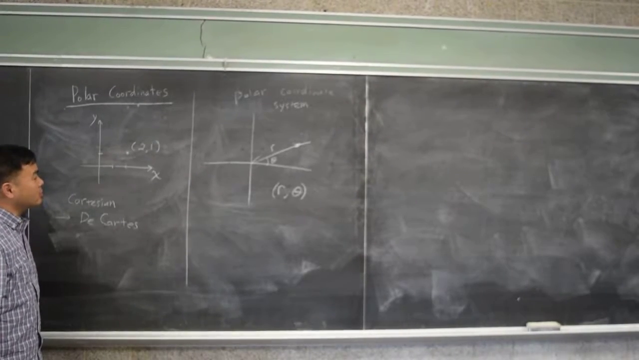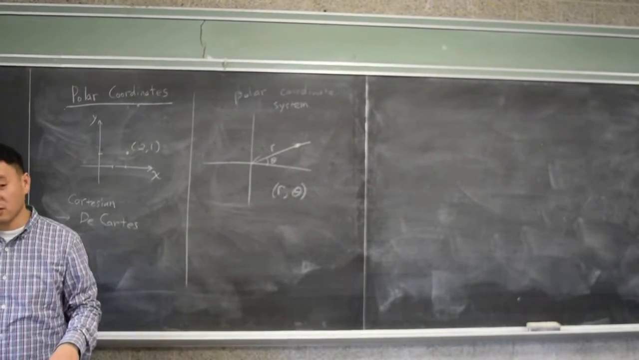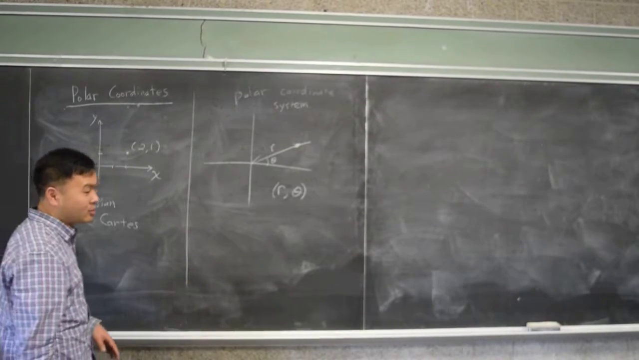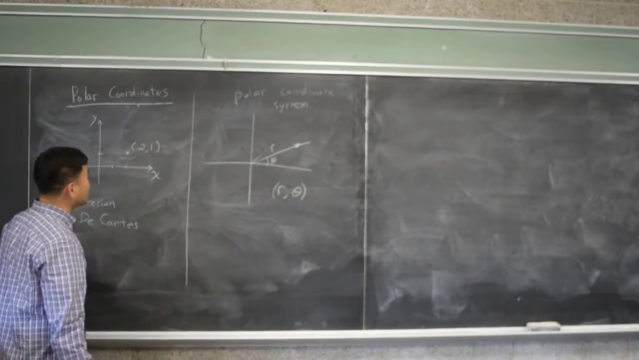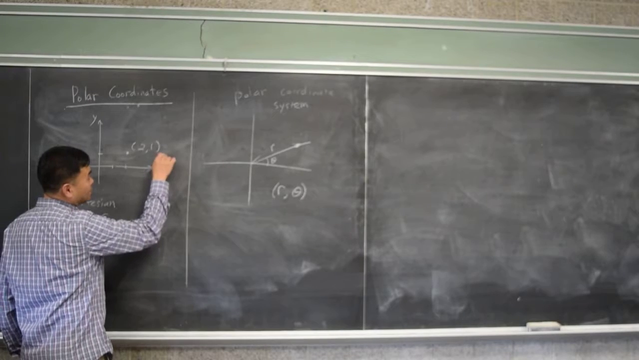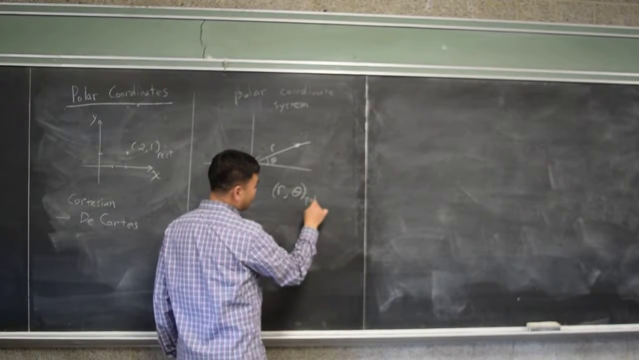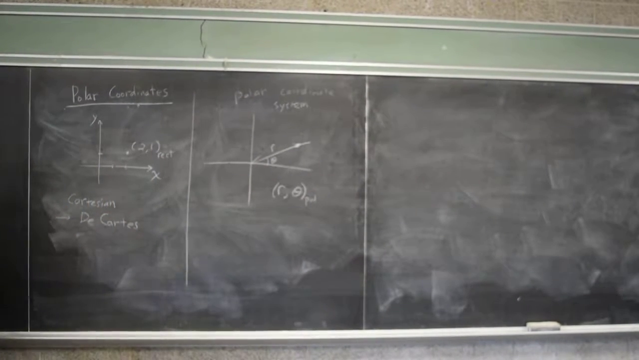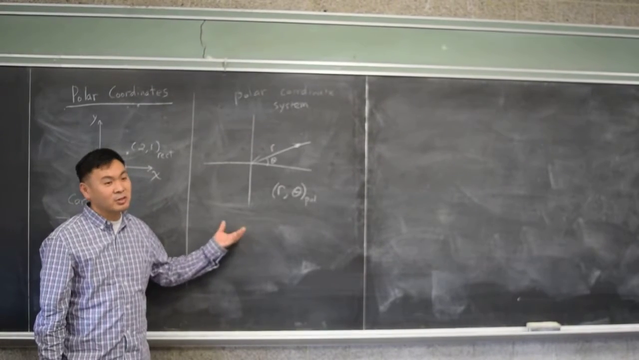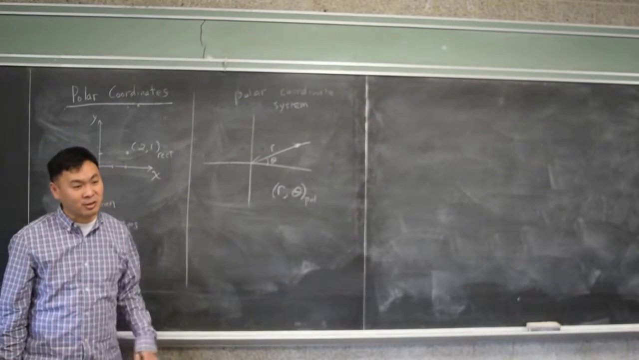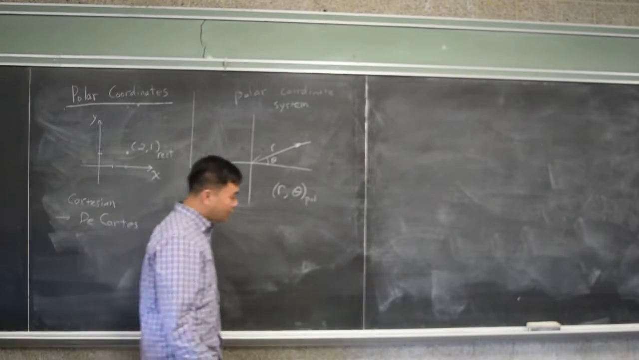Now, usually people don't write anything to distinguish this and that, but if it's hard to know which one's which by the context, then you might want to put something extra. So sometimes people write down (2, 1) with "rectangular," and sometimes they write down (r, theta) with "pol," just to distinguish those two. But usually when the context makes it clear which is which, they don't write anything at all. You have to just figure out which is which. All right, so let me give you an example.